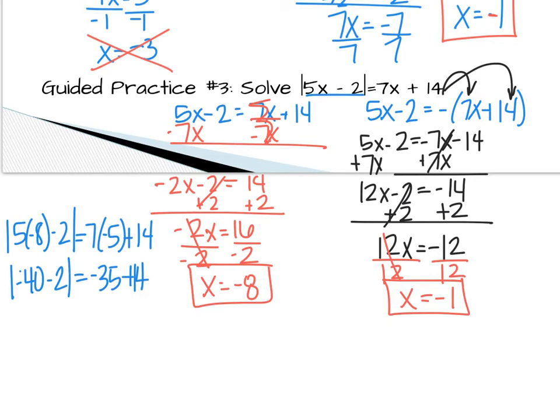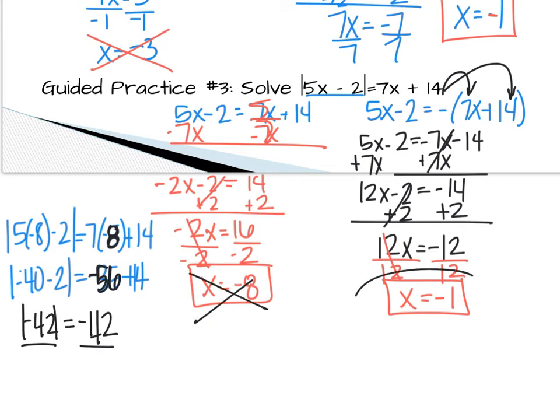Okay, no, I'm plugging in negative 8, not negative 5. That should be negative 8, so this should be negative 56 plus 14. So negative 40 minus 2 is negative 42. Negative 56 plus 14 is negative 42. But the absolute value of negative 42 does not equal negative 42, so this one's not right, and this is my final answer.